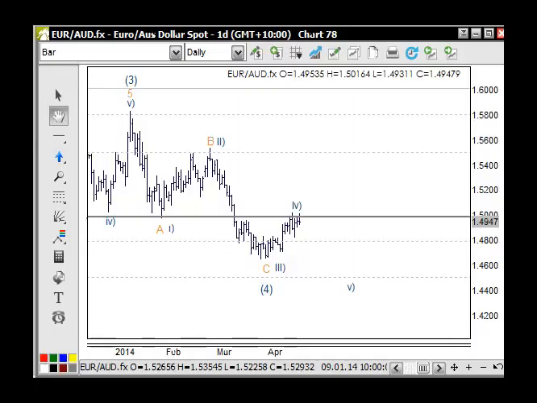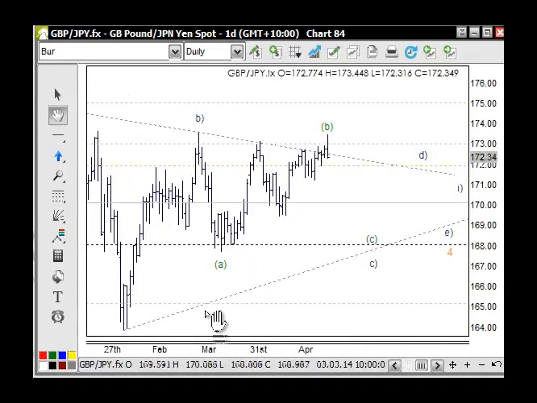Right, the pound yen here. We were looking for 173 to become the support there. Well, we weren't expecting it to, but if it did, we would be adding to positions. The price at 172.34 has taken out our stops for our long trades at the 172.